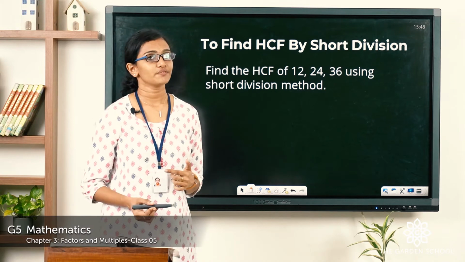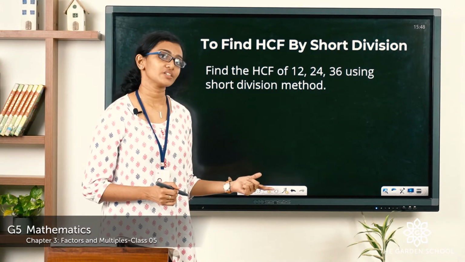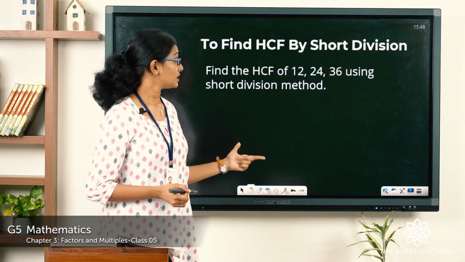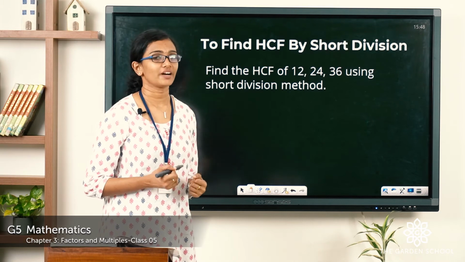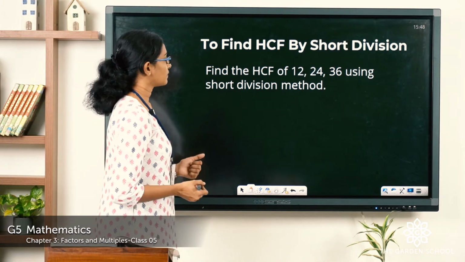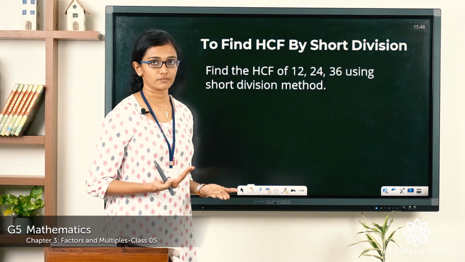Now we will see a different method to find the HCF. So we learned about the prime factorization method to find HCF. This method is called the short division method to find HCF. See, here we have the question: find the HCF of 12, 24 and 36 using the short division method.